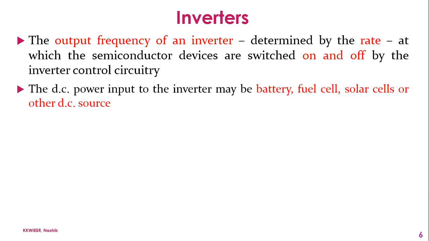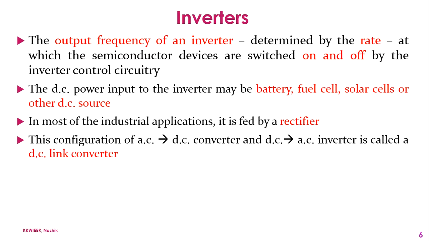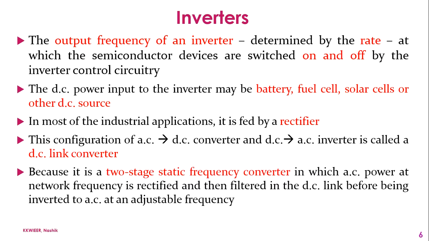The DC power input to the inverter may be a battery, fuel cells, solar cells or other DC sources. But generally for industrial applications, this DC input is fed by a rectifier. This configuration of AC to DC converter and DC to AC inverter is combinedly known as DC link converter, because it is a two-stage static frequency converter in which AC power at network frequency is rectified first and then it is filtered in the DC link before being inverted to the AC at an adjustable frequency.